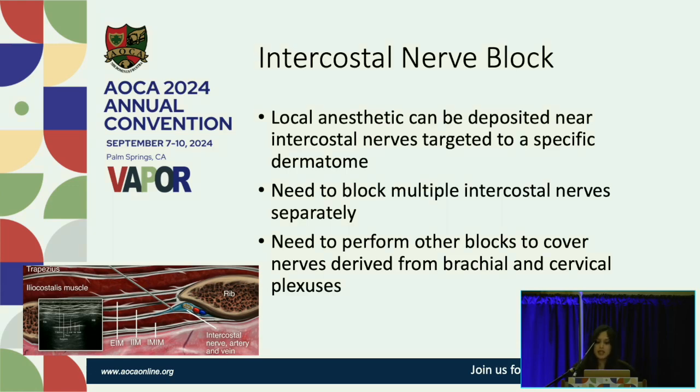So just to start with the blocks available, this is the intercostal nerve block. Local anesthetic can be deposited near intercostal nerves to provide a band of anesthesia related to a specific dermatomal area. The problem with this is you need to block multiple intercostal nerves to achieve the coverage for the breast.